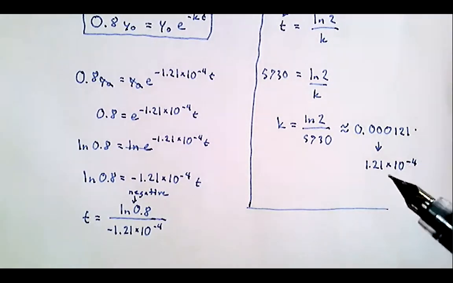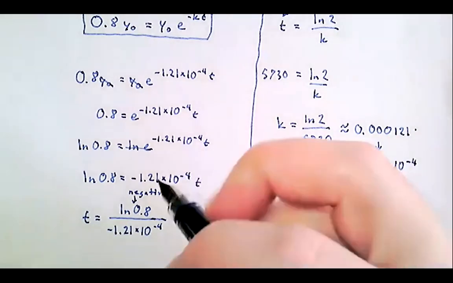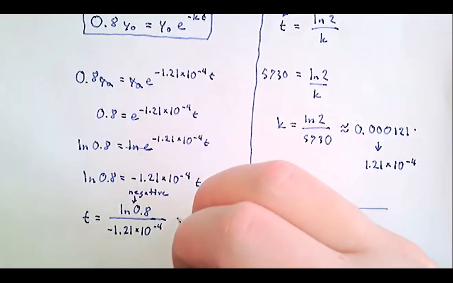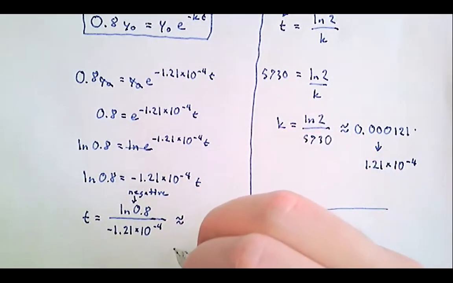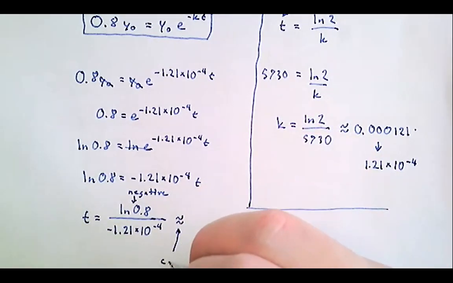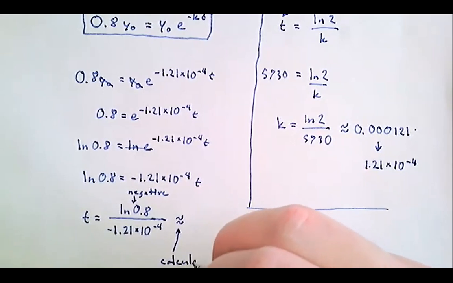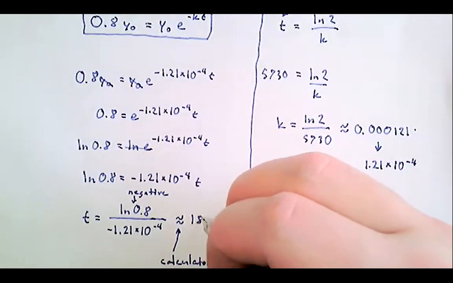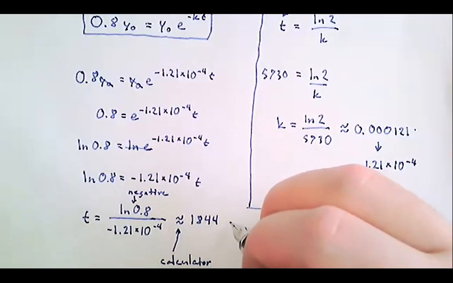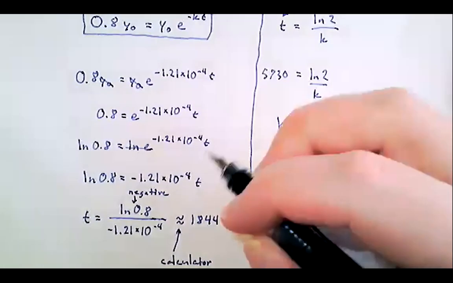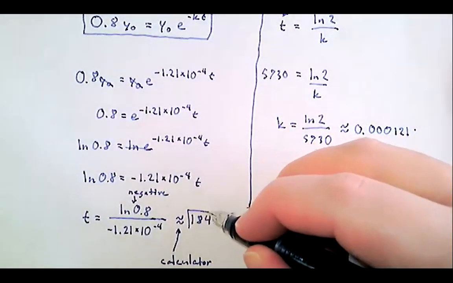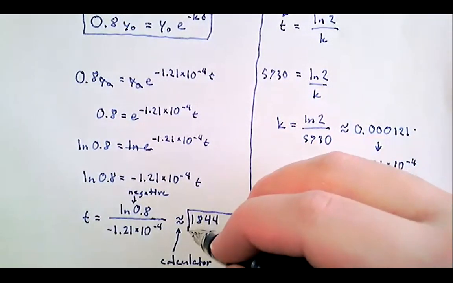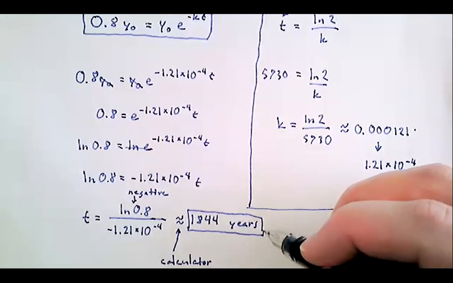Okay, so at this point, you would plug it into a calculator. Just put a note here. Use your calculator. Maybe we'll take a look at Desmos in just a second. But once you enter it, you'll get this number, 1,844. And I've just rounded it to the nearest year.